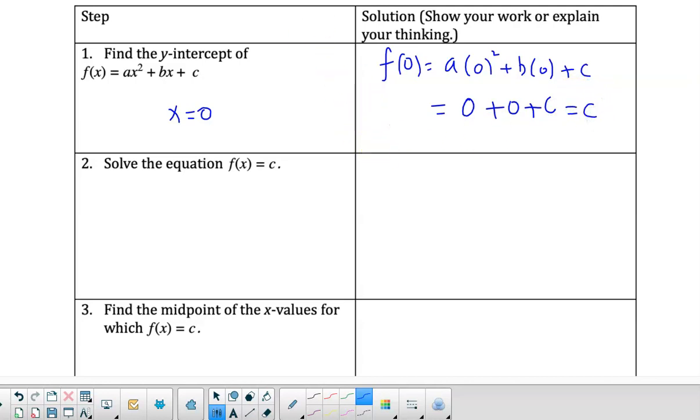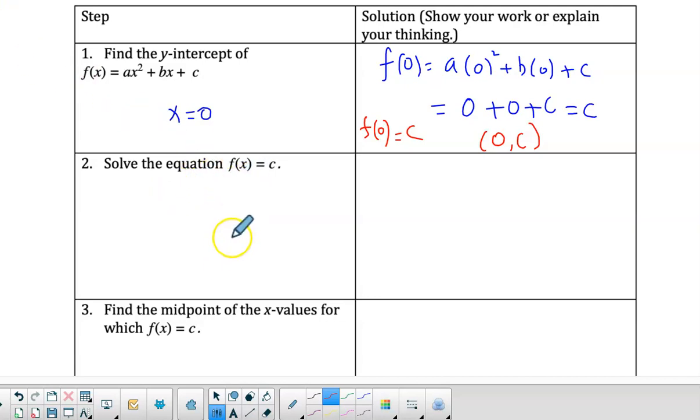That is f of 0. Your f of 0 is equal to c. 0 comma c is the y-intercept. That is on the graph. This is the point where the graph will cut the y-axis. Alright. So now solve the equation for c.